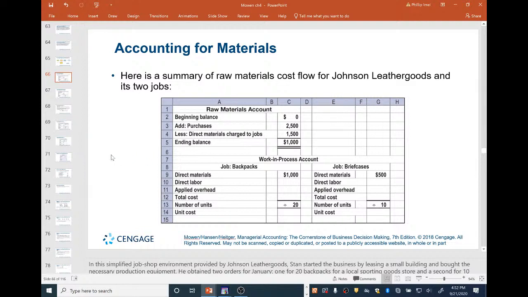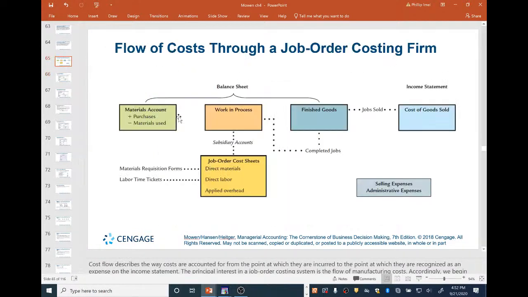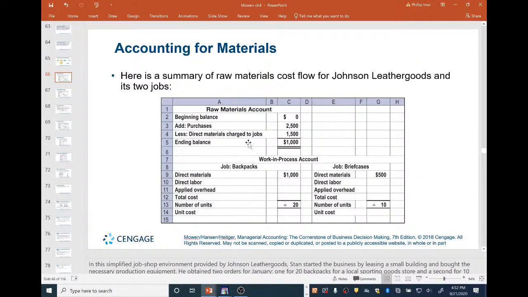Okay, so let's talk about accounting for materials, okay? So here's a little summary of raw material cost flow for the Johnson Leather Goods and its 2 jobs that it has going on. So you can see here at the top of the screen here, that's the raw materials account. So once again, the raw materials account is just beginning balance plus what we purchased, less direct materials charged to the jobs, remember? It's the same thing here for the materials. Purchases minus materials used.